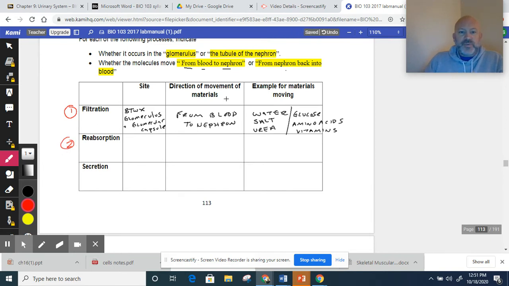All right, this brings us to our second process, which is reabsorption. Of course, this happens in the proximal convoluted tubules. Now we see items moving from the nephron back into the blood.